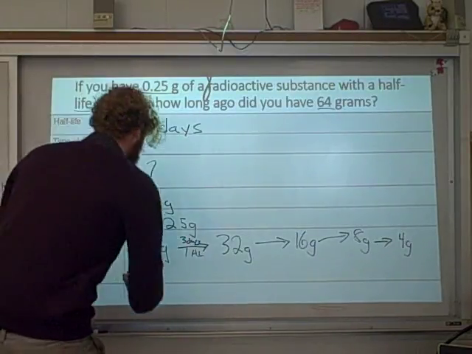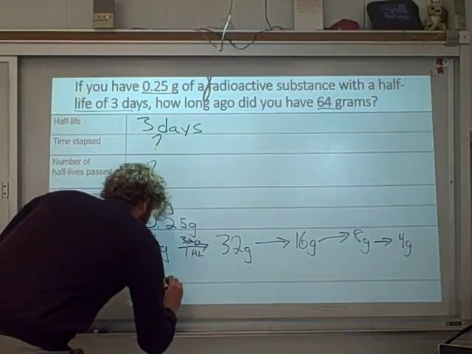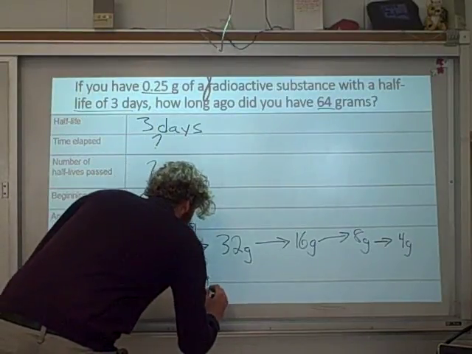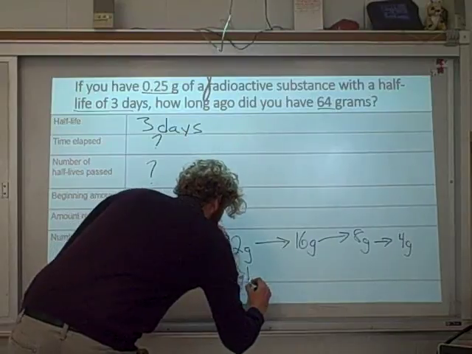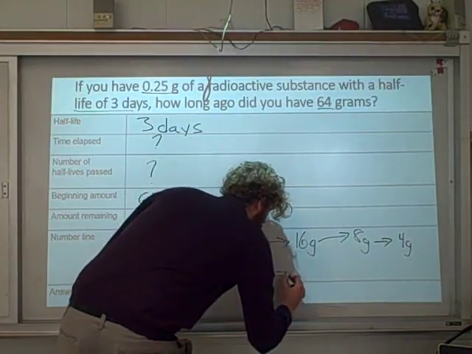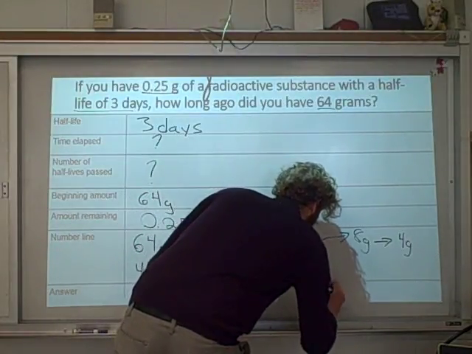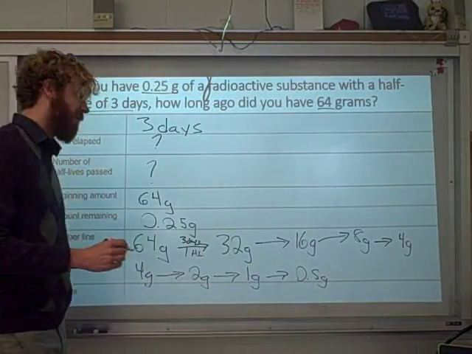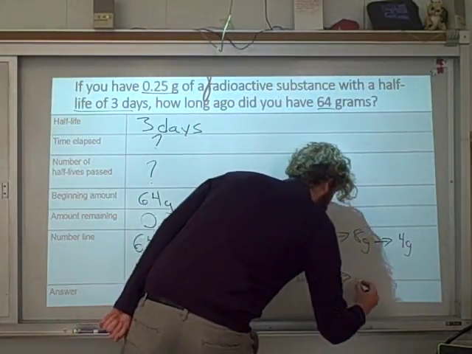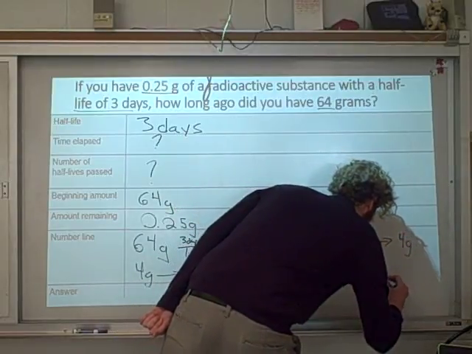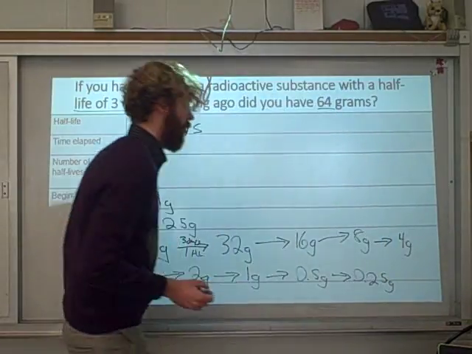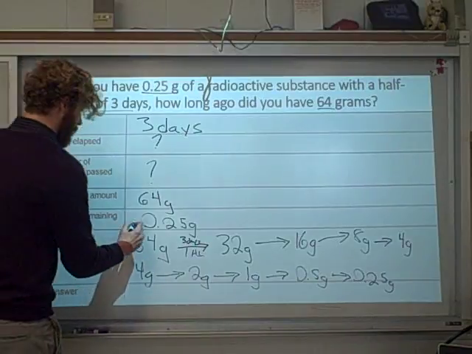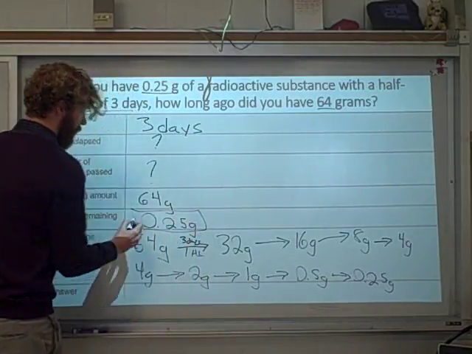4 grams become 2 grams. 2 grams become 1 gram. 1 gram becomes 0.5 grams. And our last half-life, 0.5 grams becomes 0.25 grams. We're going to stop right there because that's the amount remaining.